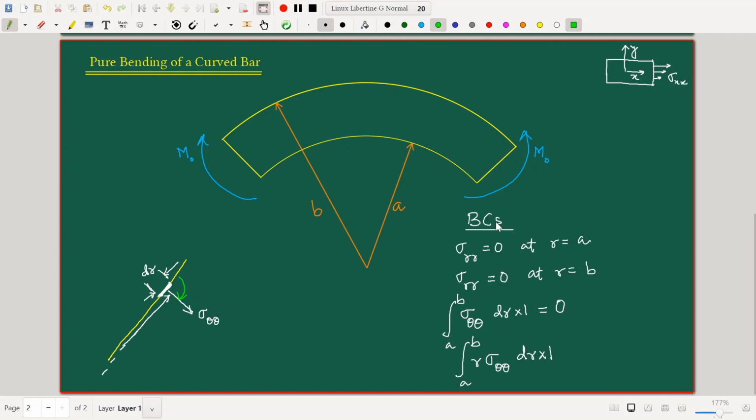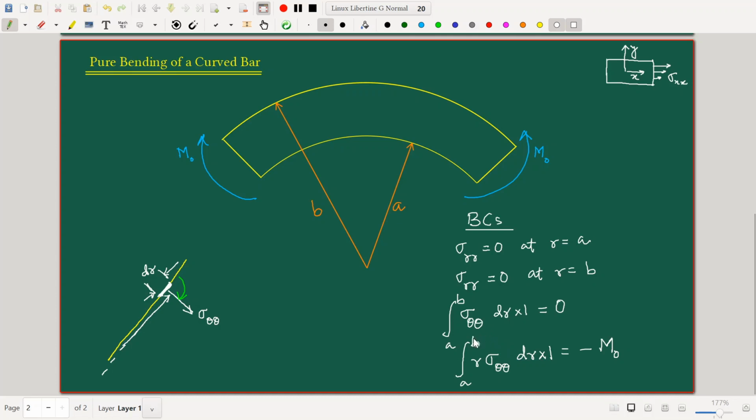However, you note, as written, this entire entity has the sense clockwise, but the externally applied moment is given in an anti-clockwise fashion. So all that you have to do to capture this information is just to write this as minus M naught. This is the most important piece of information that we write for this boundary condition.